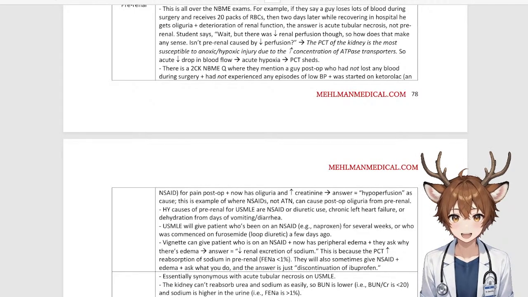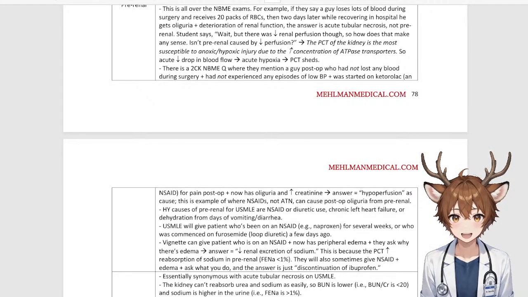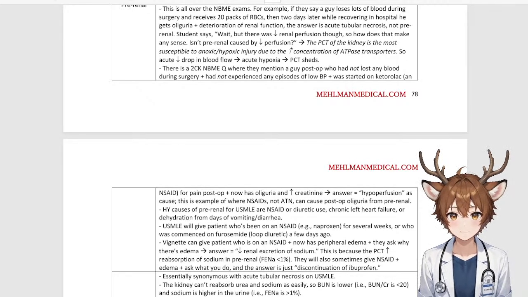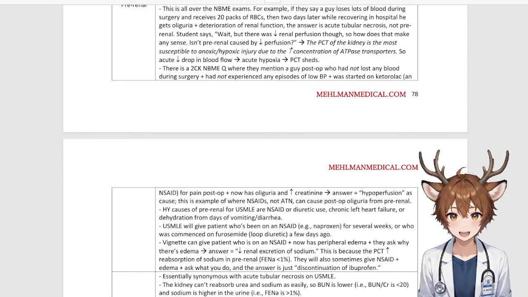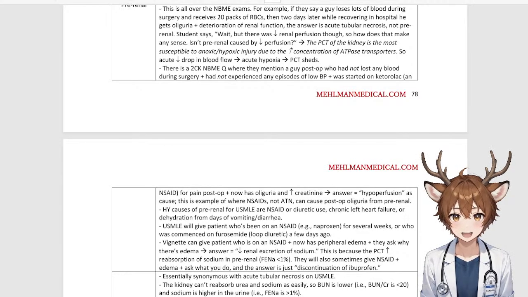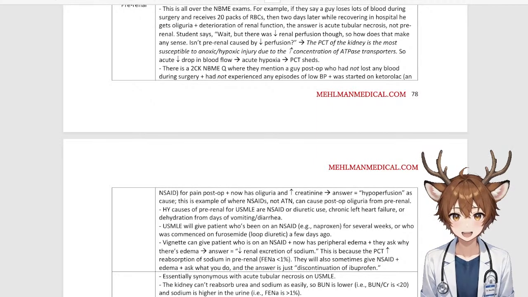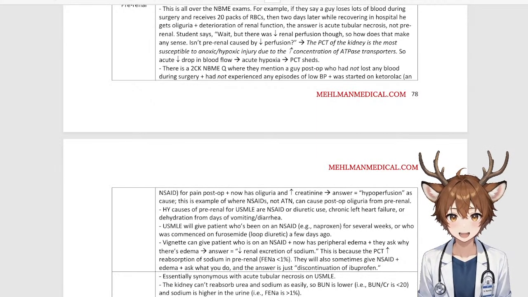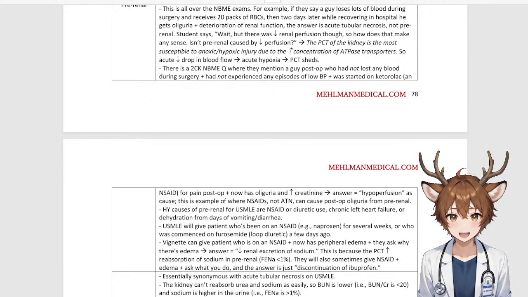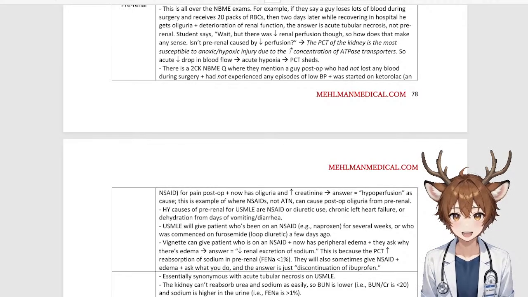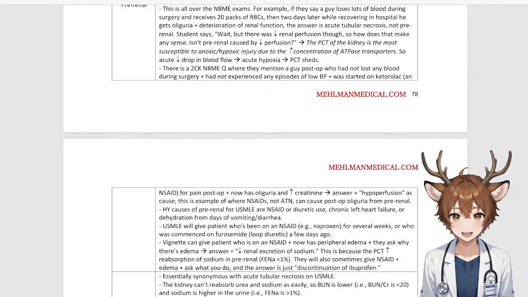High-yield causes of pre-renal for USMLE are NSAID or diuretic use, chronic left heart failure, or dehydration from days of vomiting and diarrhea. USMLE will give a patient who's been on an NSAID, naproxen, for several weeks, or who has commenced on furosemide, a loop diuretic, a few days ago. The vignette can give a patient who was on an NSAID, plus peripheral edema. They ask why there's edema. The answer should be decrease in renal excretion of sodium. This is because the PCT elevates the reabsorption of sodium in pre-renal, with fractional excretion of sodium less than 1%. They will also sometimes give NSAID plus edema plus ask what you do, and the answer is just discontinuation of ibuprofen.